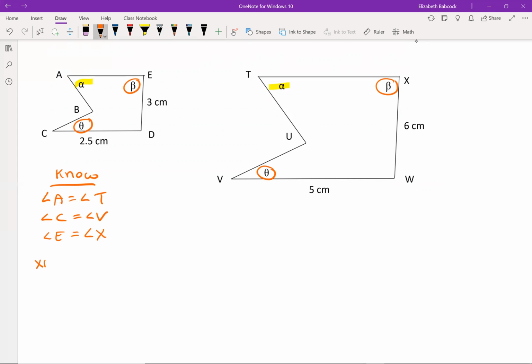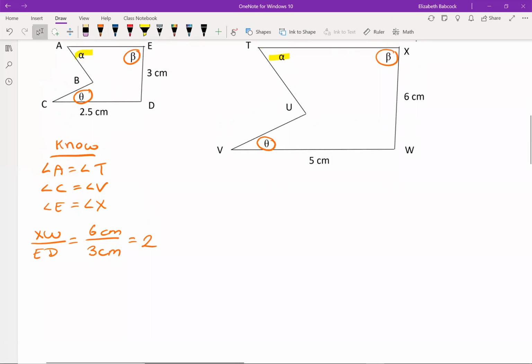And then we know side XW divided by ED is 6 centimeters over 3 centimeters, which is equal to 2. And then we also know VW and CD, which is 5 centimeters over 2.5 centimeters, and that is also equal to 2. So as far as the information that we know, yes, these are similar, but do we have all the necessary information to be able to determine that they are for sure similar?